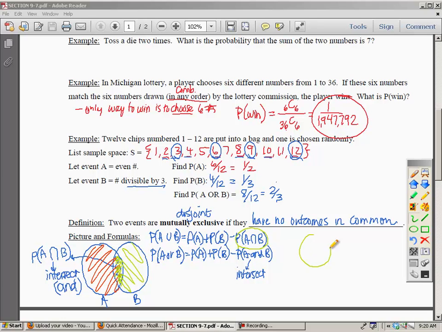Now, if there's nothing in common, let's call this A and call this B, then if I want the probability of A or B, or what we call the union, if there's no intersection, then I just add A with B. Because they have nothing in common, I don't have to get rid of anything. In this case, the probability of A intersected with B equals 0 because they have nothing in common.